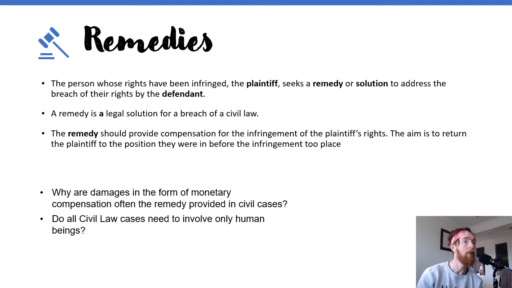So the remedy should provide compensation for the infringement of the plaintiff's rights and aim to return the plaintiff to the position they were in before the infringement took place. Not always 100% possible. So for example, in negligence cases, sometimes someone can be severely injured to the point where they might be handicapped, and you obviously can't take them back to their original position. So often it may just end up being a case where they give them a monetary equivalent of doing that.